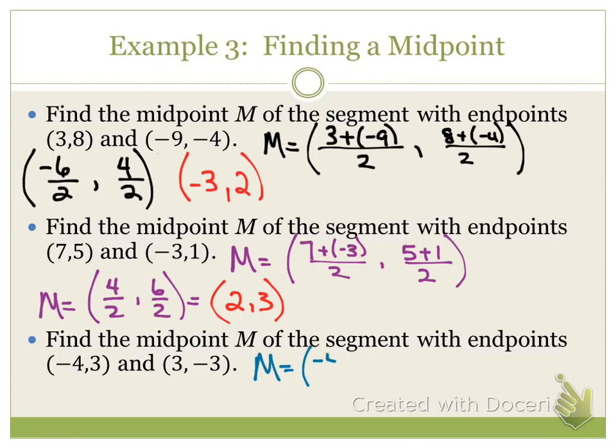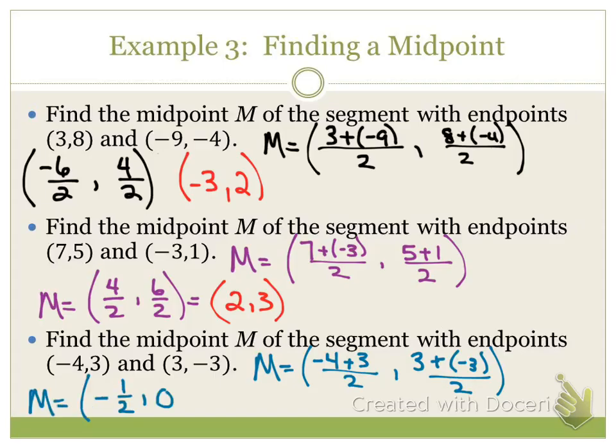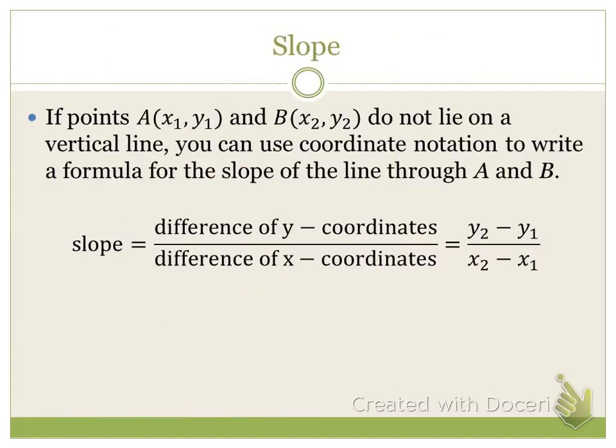Okay, so did the 0 throw you off? No, it shouldn't, because 0 over 2 is just going to be 0. Negative 1/2 and 0. 0 divided by 2 is 0. You got to be more confident. All right, very good. Negative 1/2 and 0 is the answer.